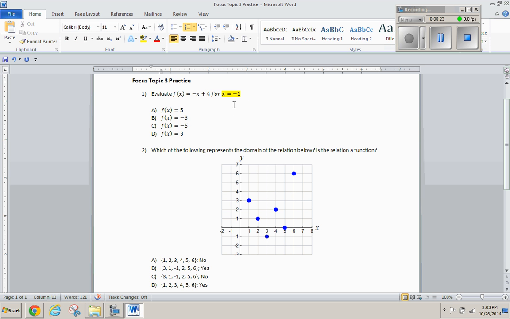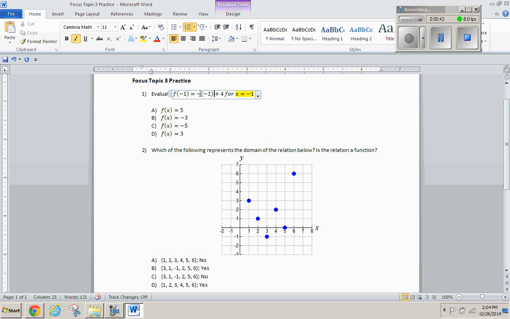So anywhere you see an x, we're going to replace that x with negative 1. You should write this down. You're going to erase that x, and in its place, you're going to put in negative 1. So here, I'm going to erase this x, and I'm going to put in negative 1.